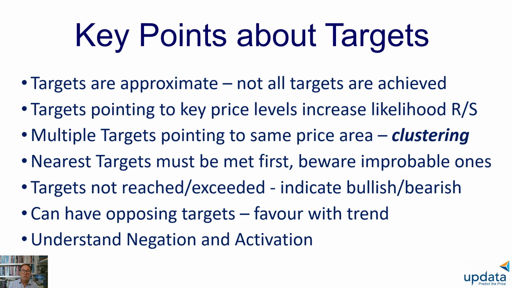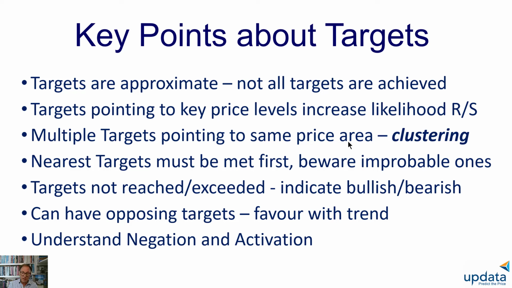If in doubt, use log scale, because it just means that you're using that universally across every chart you're looking at. So key points about the targets: they are approximate. Not all targets are achieved. Targets pointing to key price levels increases the likelihood of this resistance and support. Multiple targets pointing to the same price area, that's what we call clustering. Nearest targets must be met first, and beware improbable ones. Targets not reached or exceeded indicate bullishness and bearishness.